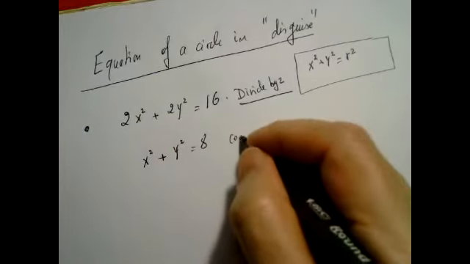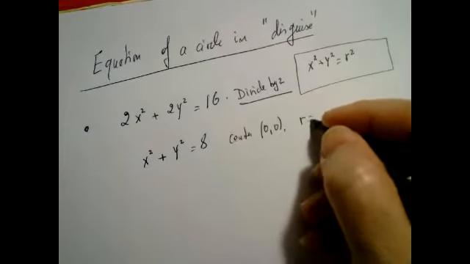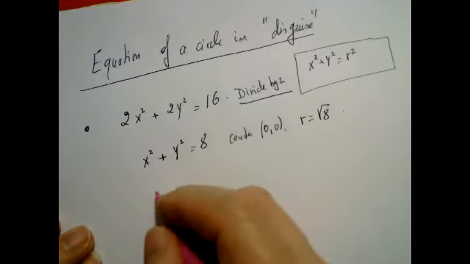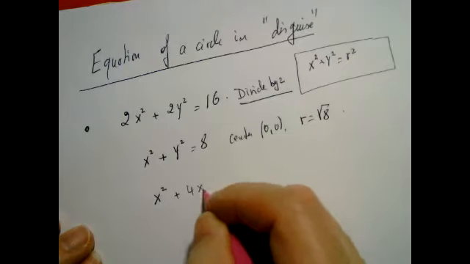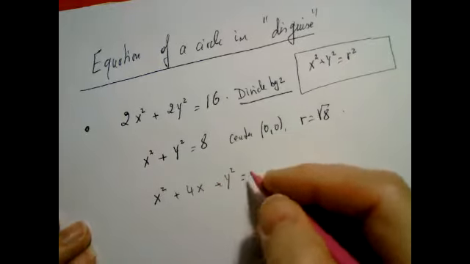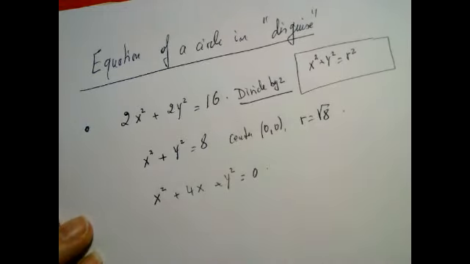So that's, of course, a simple example. The center is (0, 0). The radius is the square root of 8. But now, sometimes things are much harder than that. So you don't have to write it because we have to work a lot to get there. Sometimes you're given an equation of the following form: x squared plus 4x plus y squared equals, I'm making things up, 0, for example.